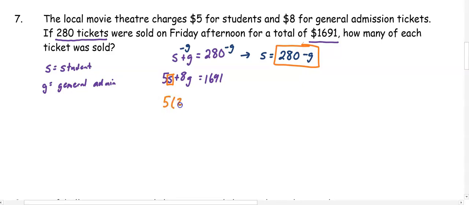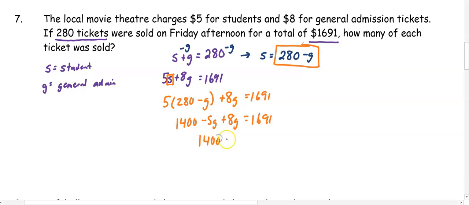So I get 5 times 280 minus G plus 8G equals 1,691. So when I distribute, I get 1,400 minus 5G plus 8G equals 1,691. When I combine like terms, I get 1,400 plus 3G equals 1,691. I can subtract 1,400 from both sides, so I get 3G equals 291. And when I divide by 3, G is 97.